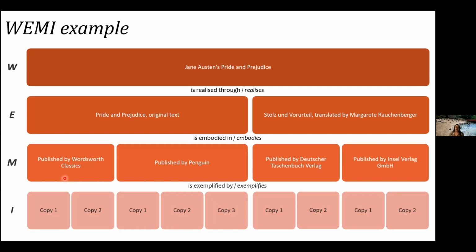So an RDA record contains data from all of these levels, from the work, expression and manifestation levels. But when it's realised in a MARC record, it's still a flat record just containing all of that information.